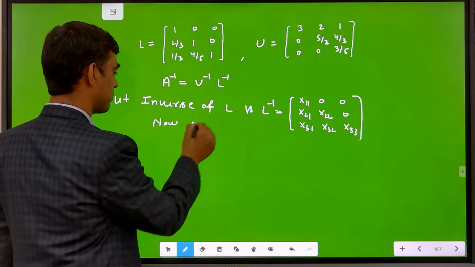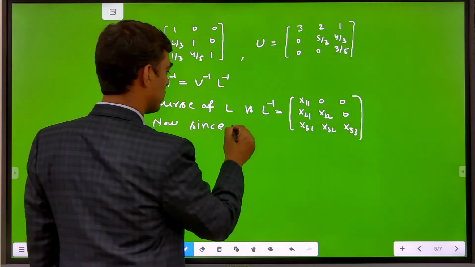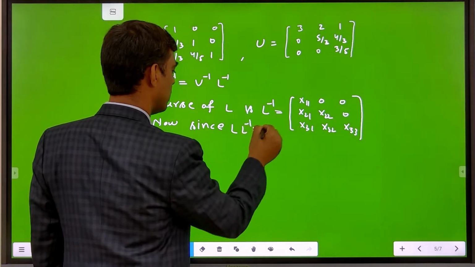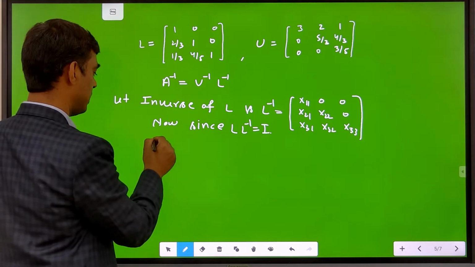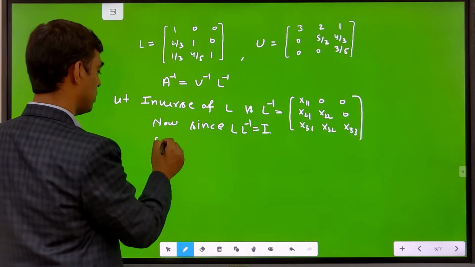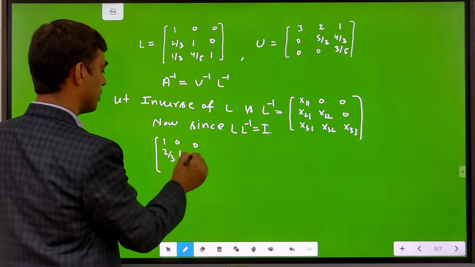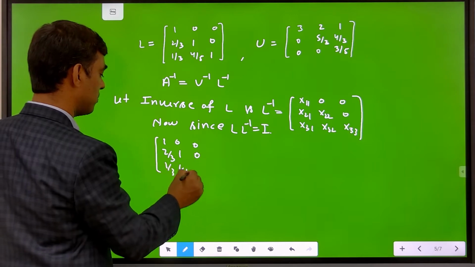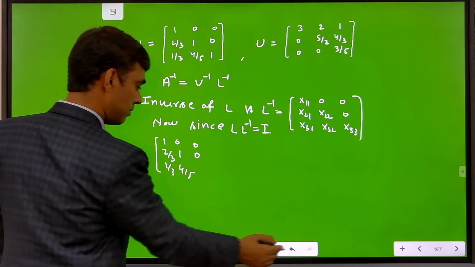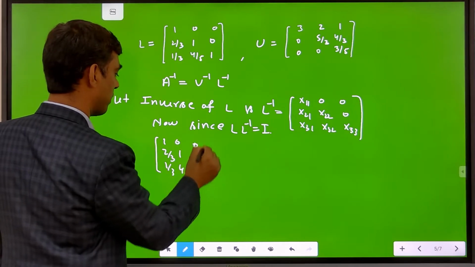Since L inverse equals what? L inverse equals I. So here we write L as: 1 0 0, 2/3 1 0, 1/3 4/5 1.